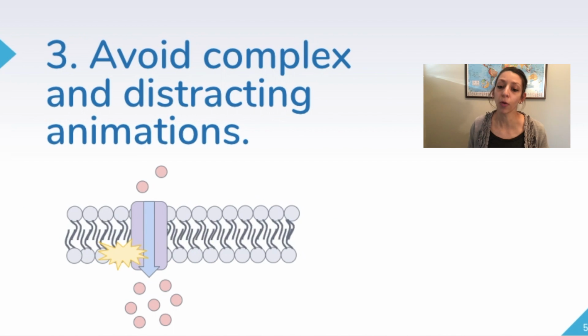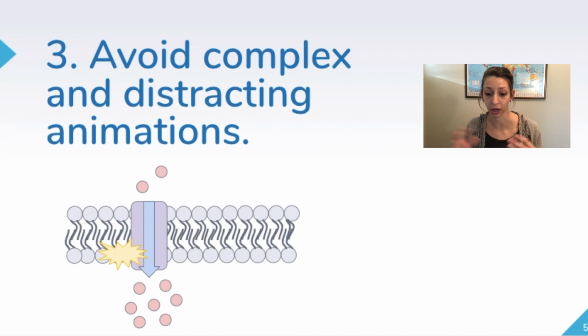Number 3, avoid complex and distracting animations. So students are going to understand ideas of systems and processes better when a process is shown in pictorial steps rather than through a complex animation. So by drawing inferences about how each step connects, students are psychologically engaging with the content rather than just passively watching a system occur.